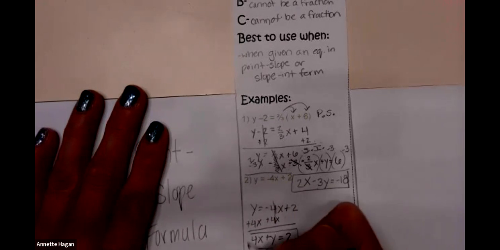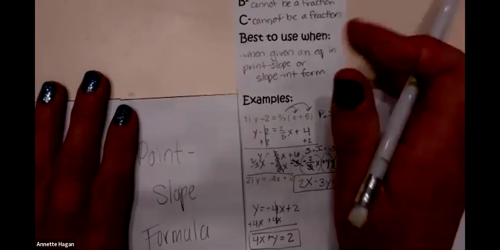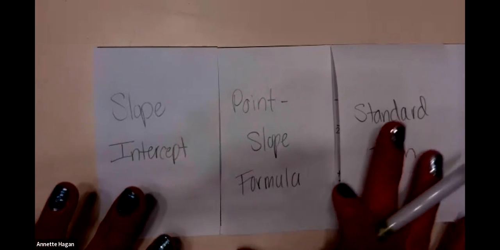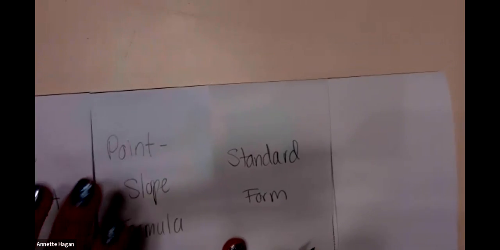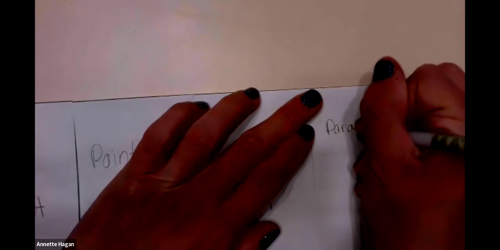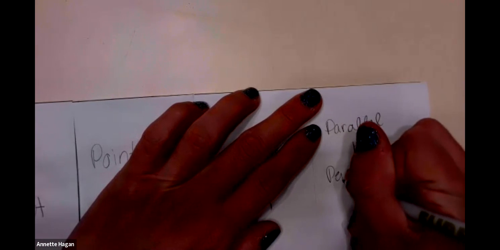It's good to go. When we get into talking about elimination, we're going to use standard form a lot. So it's very important that you're familiar with all three of these forms, because we're going to use them all the time. The last thing we're going to talk about is parallel and perpendicular lines. So these are the equations for parallel and perpendicular lines.